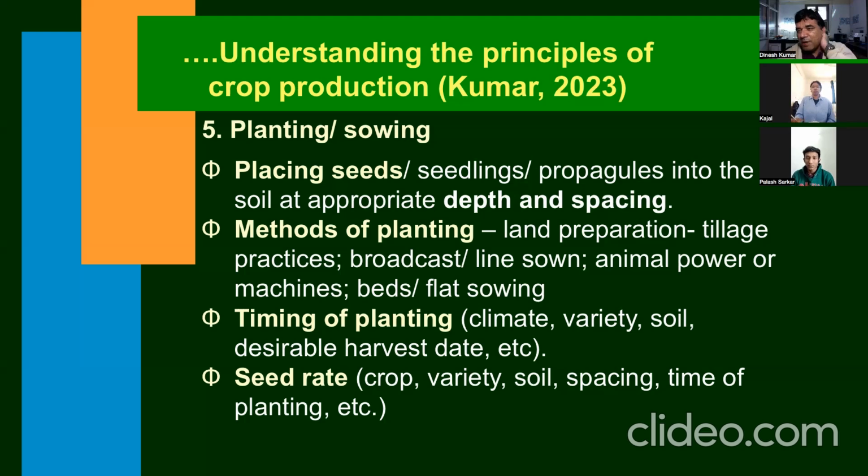Whether you are using animal power or machine power, line sowing can be done by manual power. Line sowing can be done by plow. Line sowing can be done by seed drill or by cultivator or by any other machinery. But broadcasting can be done normally by manual power. Human beings can do broadcasting, labor can do, or sometimes machines are also there for broadcasting the seed.